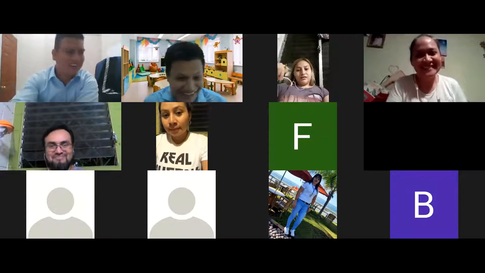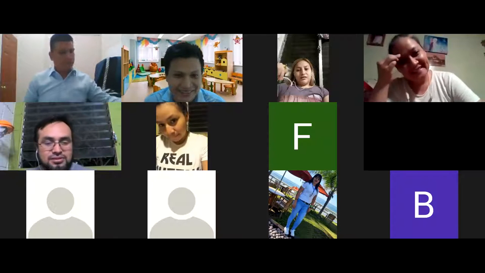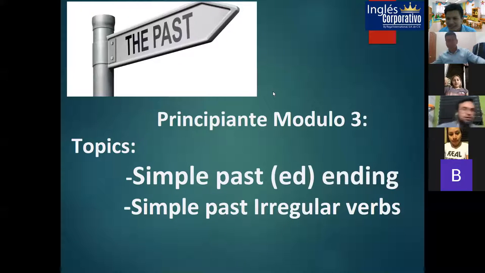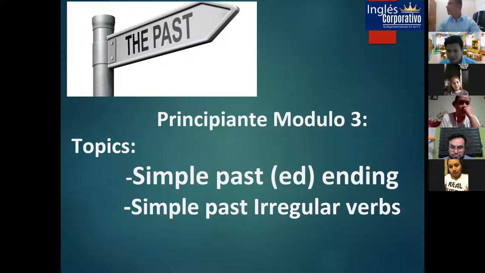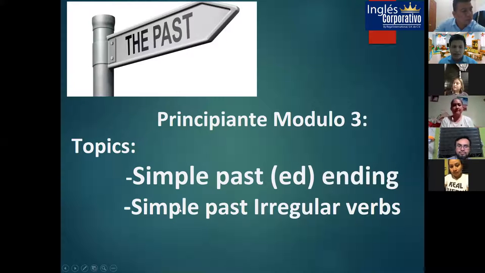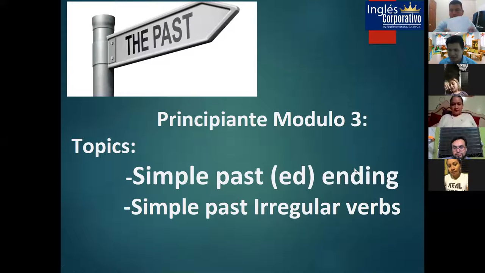Okay, let's get started with this. Okay, students, basically, today we're going to continue with our module, number 3. We're going to talk about two topics. We're going to talk about the passive ED endings, but the first one is? And the second one? Irregular. Simple past irregular verbs. Los verbos irregulares del pasado simple. Okay, very nice. Thank you.